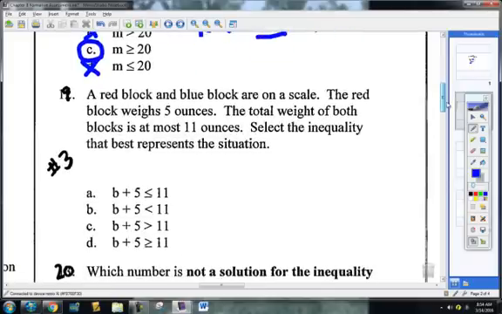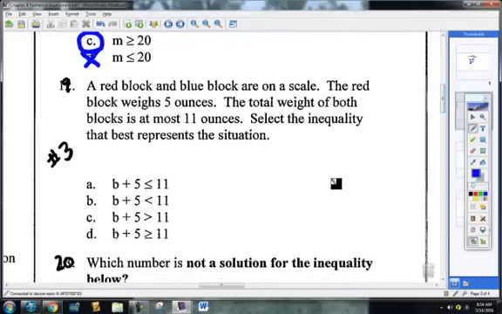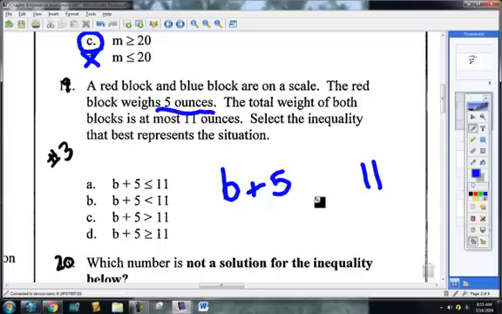Okay? A red block and a blue block are on a scale. The red block weighs 5 ounces. The total weight of both blocks is at most 11 ounces. Select the inequality that best represents the situation. So you all knew it was going to be B plus 5 and 11, right? Because the red block weighs 5 ounces. We don't know how much the blue block weighs, that's why we have a variable. And then we know they both weigh at most 11 ounces.